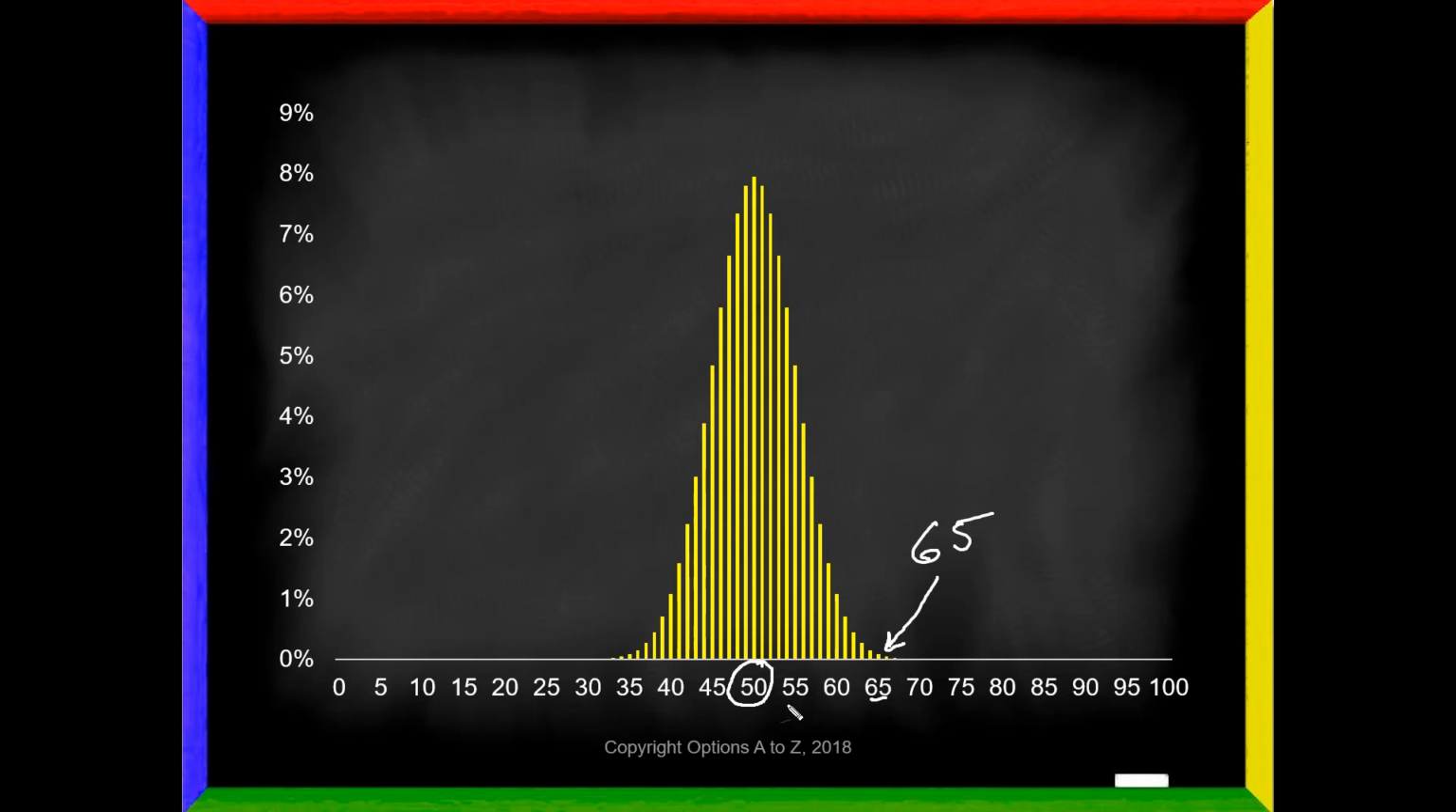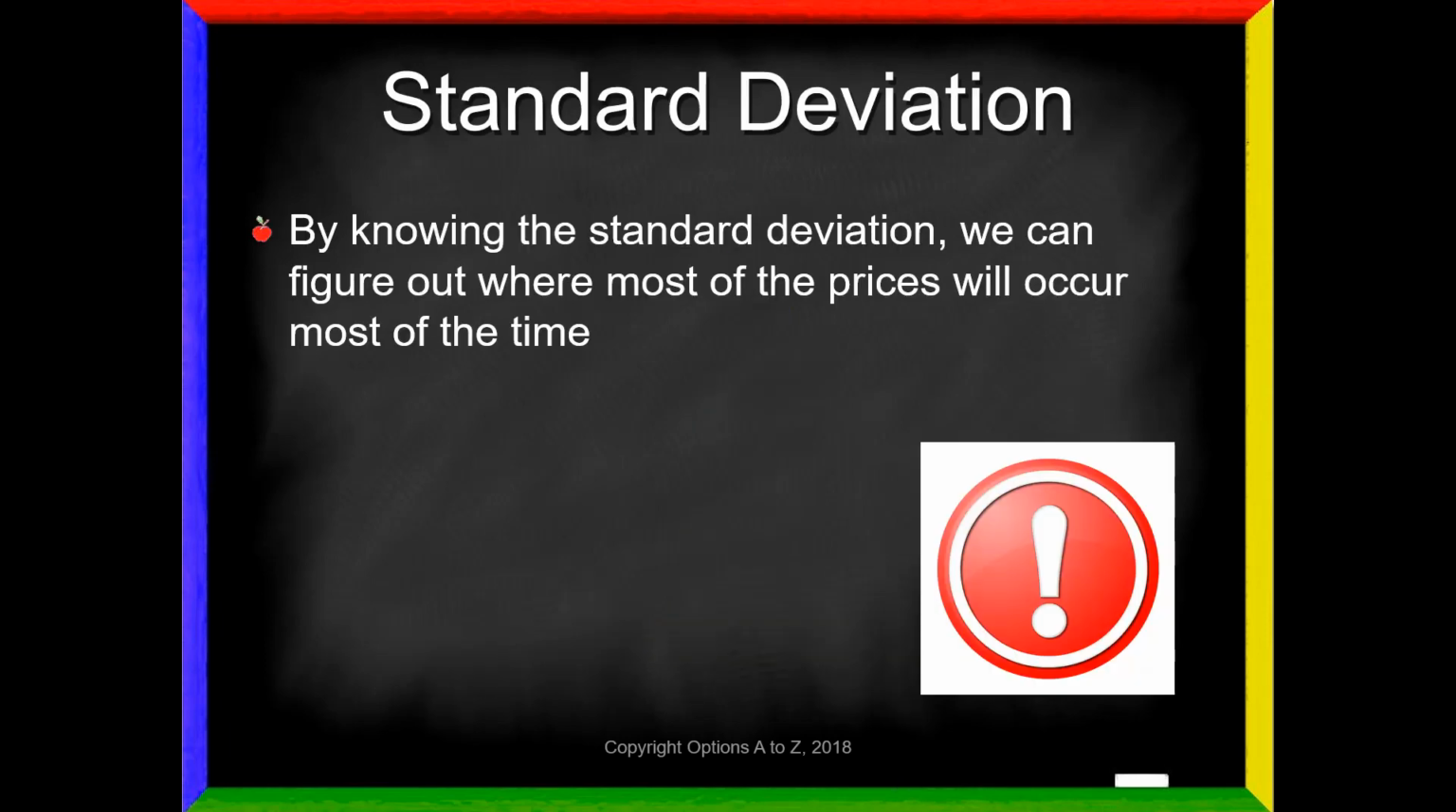Conversely, if we take 50 minus 3 standard deviations, or minus 15, we get 35. And that's right where that's pointing, right there. About 35 seems to be about the low. Is it possible we can get out in this range or fall down in this range? Of course, it's just not going to happen very often. 99.7% of the time, you're going to be somewhere between 35 and 65. So the important thing to know about a standard deviation is that we can figure out where most of the prices will occur most of the time.